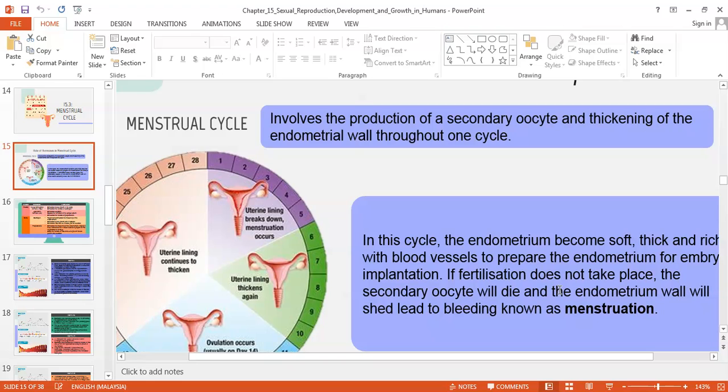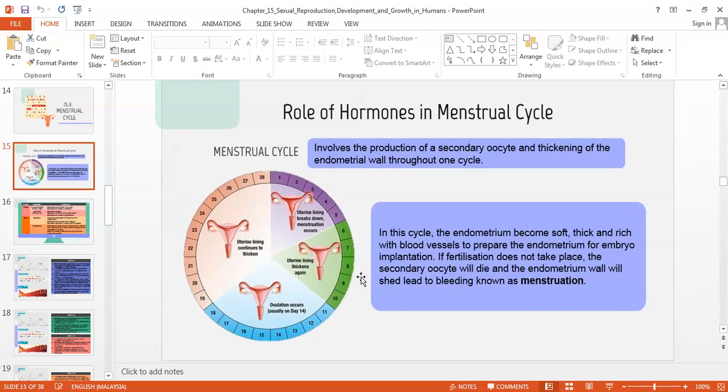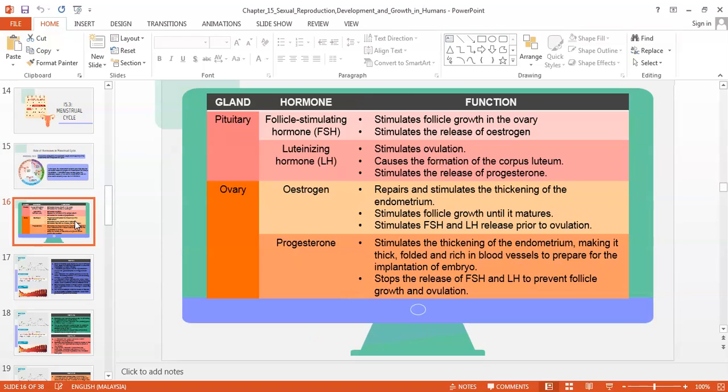So if there is no fertilization, the secondary oocyte will die and endometrium wall will shed and lead to bleeding, known as menstruation. So these are the hormones that you must know.